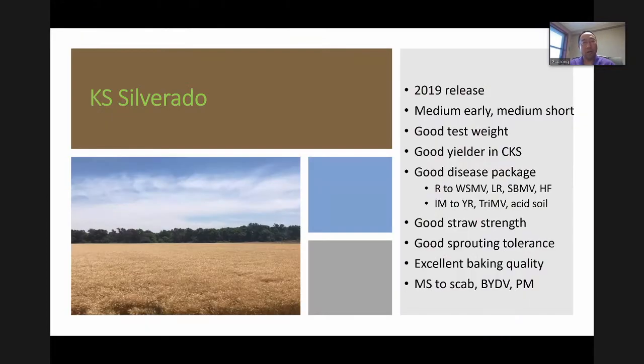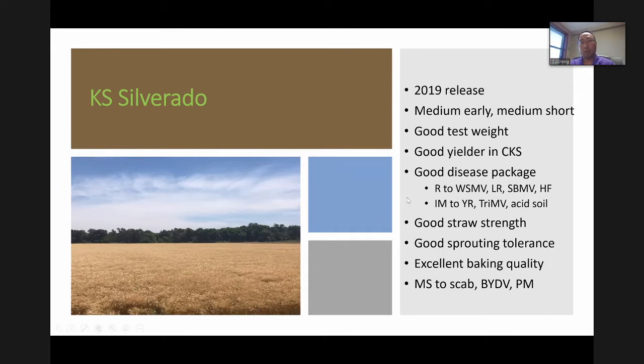So the last white variety is KS Lollato. It's a new release from last year. It's medium early and medium short, has good test weight, and the yield, I think yield very good also in central Kansas. In Western Kansas actually yield about 4 bushels fewer than Joe.